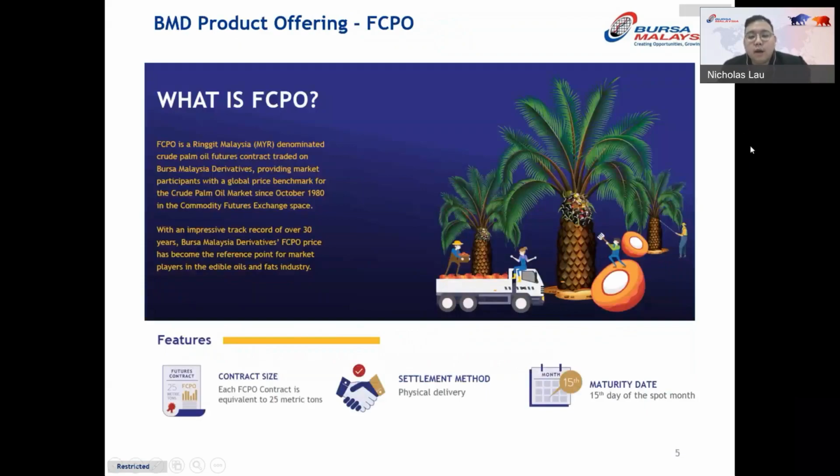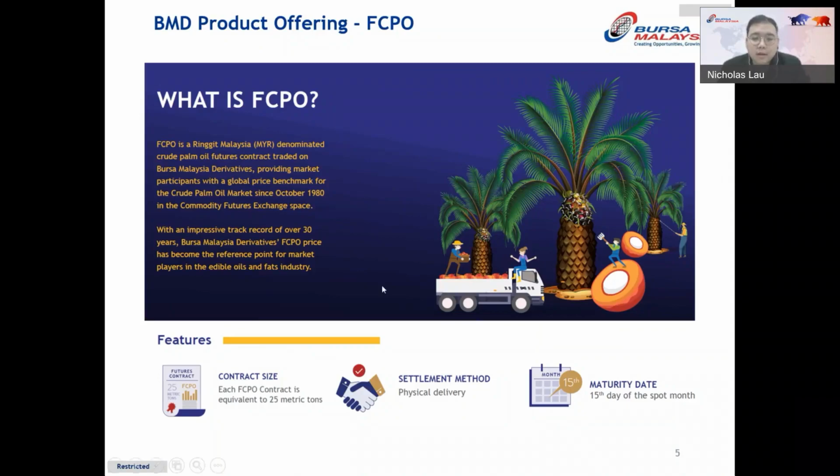Okay, zooming into our flagship product, which is the FCPO. So what is FCPO? FCPO is a ringgit-denominated crude palm oil futures contract. It has provided market participants with a global price benchmark since 1980. It has been available for trading for over 30 years, and it has since then become the reference point for market players in the edible oils and fats industry.